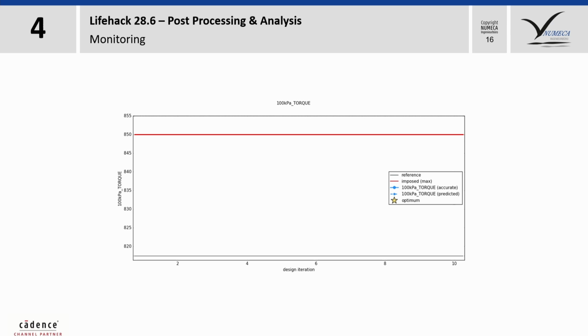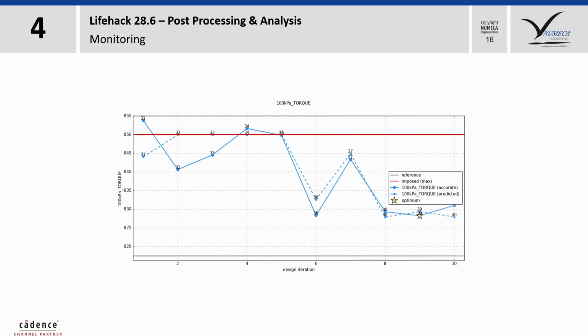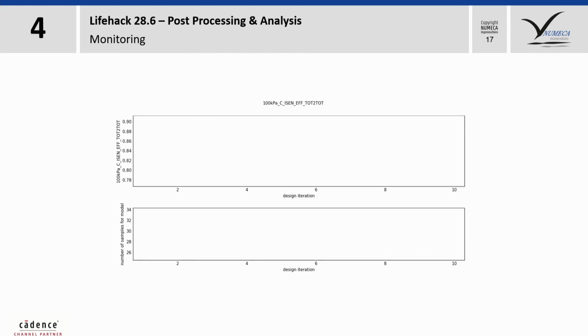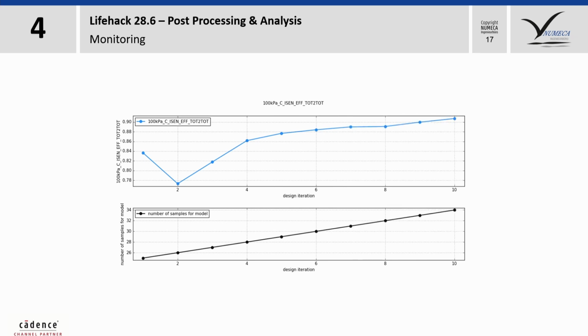The evolution over the design iterations can also be shown for our constraints, here for the torque. Also, the quality of the surrogate model can be monitored over all design iterations of an optimization. So we can see here that the surrogate model was improved from a correlation value of 0.84 to over 0.9.